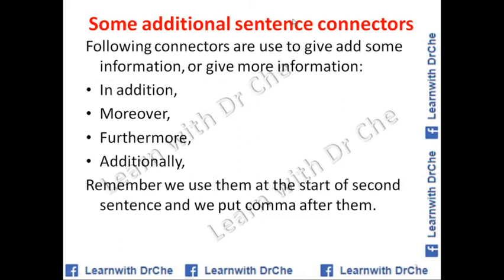Some additional sentence connectors, like the following connectors, are used to add some information or give more information. In addition, moreover, furthermore, additionally. When they are used at the start of a second sentence, we use a comma after them. In addition, comma, moreover, comma, furthermore, comma, additionally, comma. Remember, we use them at the start of the second sentence and we put a comma after them.